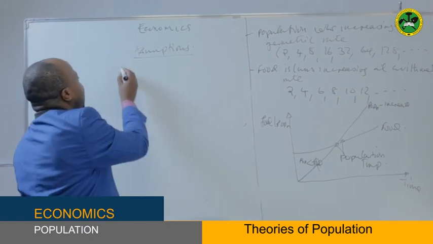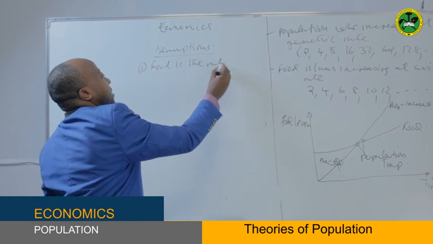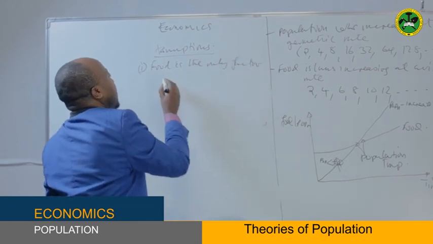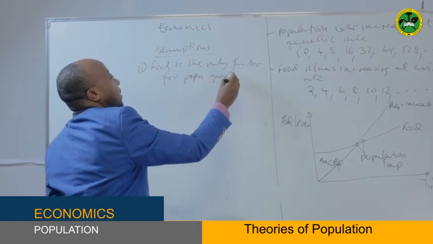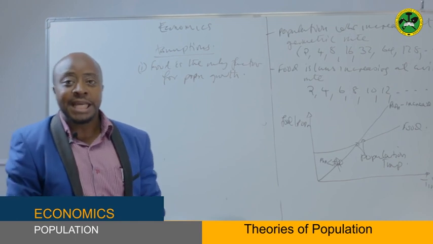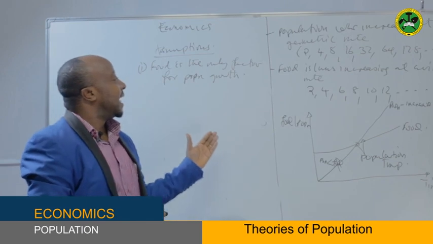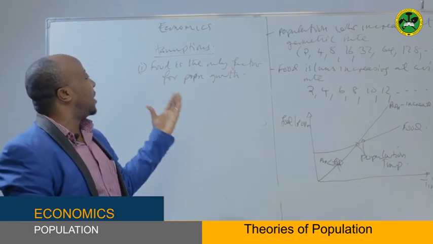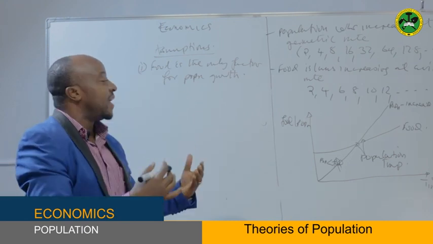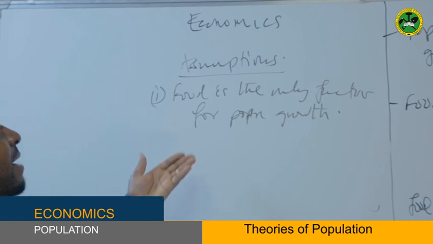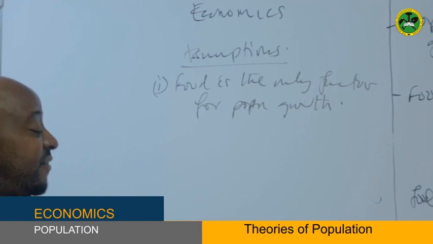Assumptions. Now, one of the assumptions here, we say food is the only factor for population growth. Or you can say food is an essential factor for population growth. So according to Malthus, he considered food to be the only or the very essential factor for population growth. It means for human beings to multiply, to increase, they depend much on food. So food is taken as the only factor for population growth. That is the first assumption.